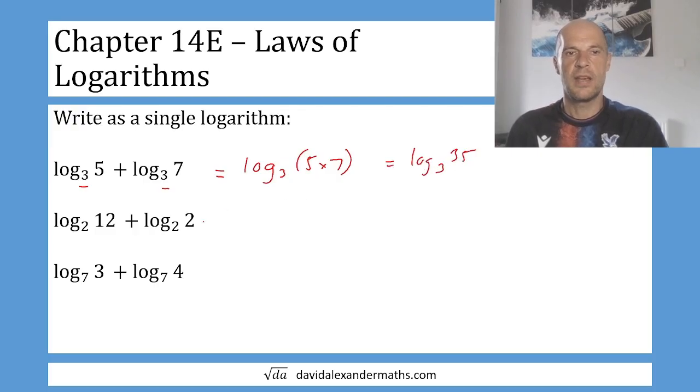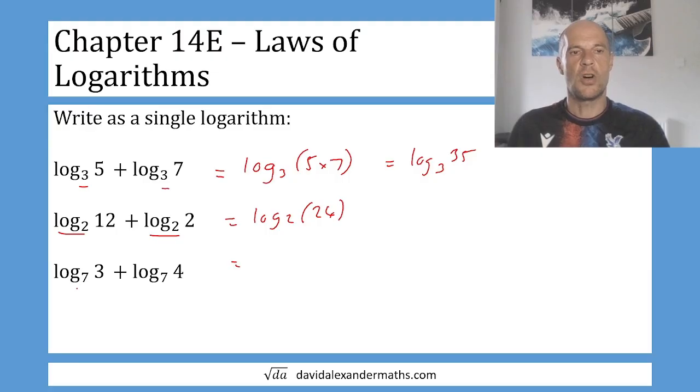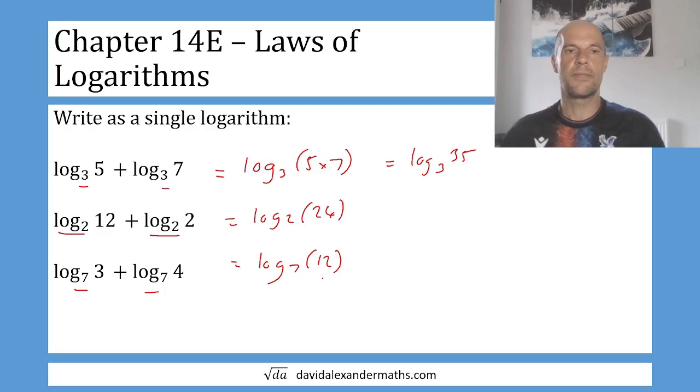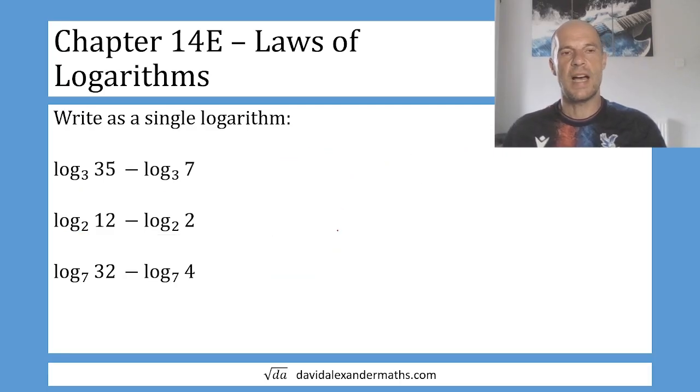Here's another example, log 2 of 12 plus log 2 of 2. We can write that as the log 2 of 12 multiplied by 2, so log 2 of 24. We've got a log 7 and another log 7, so again we're adding two together, so that's going to be the log 7 of 3 multiplied by 4, which is 12. So when we were adding them, we were multiplying.